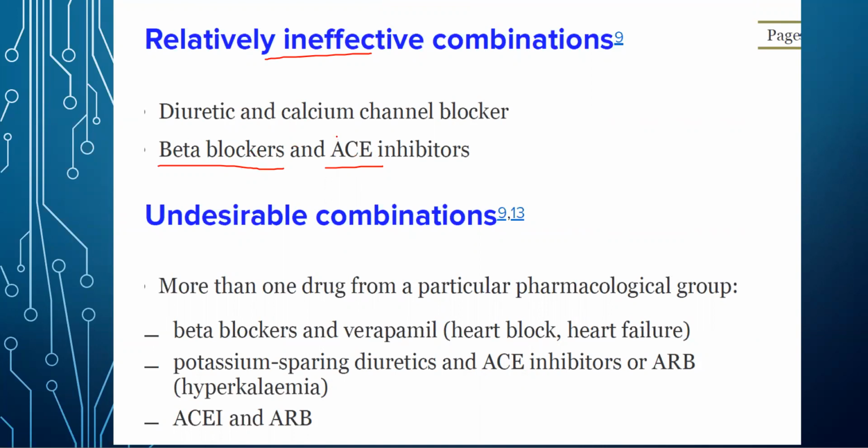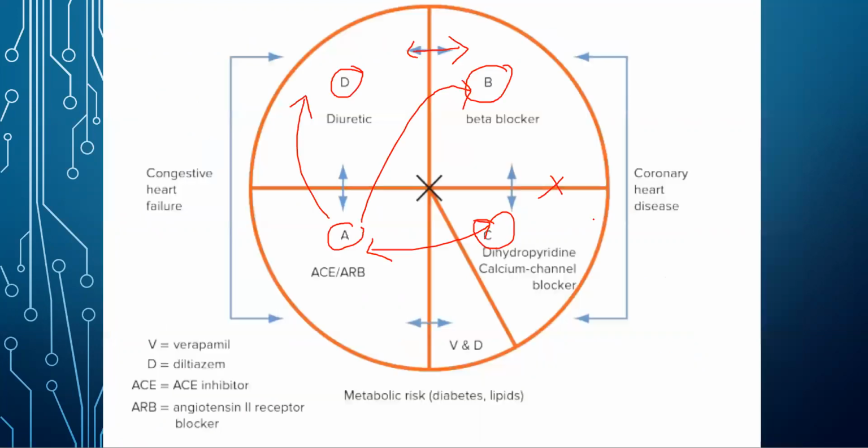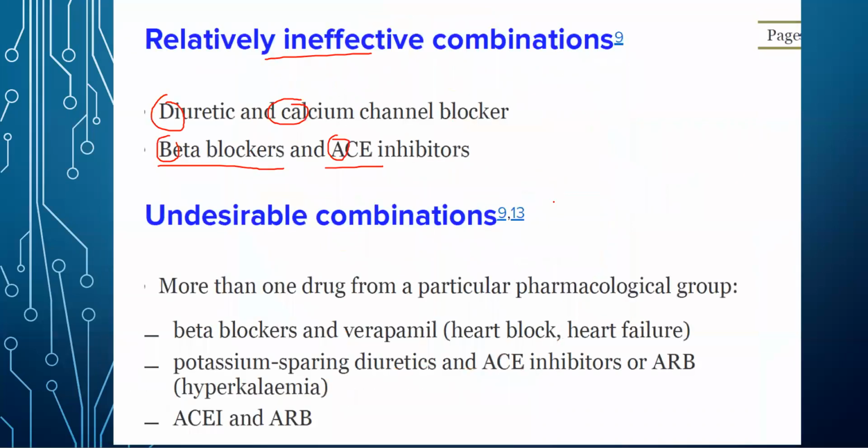So A and B is not a good option. Similarly, C and D is not a good option. So these two will not work. So CD do not combine, AB do not combine. Undesirable combinations: you should never use beta blocker and calcium channel blocker. Do not use ACE inhibitor and spironolactone together because it can cause hyperkalemia. Do not use ACE inhibitor and ARB because both of them are pretty much the same.